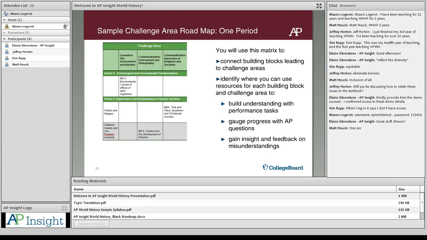And again, this is going to give you an idea of, okay, when can I teach these building blocks? And then also the other thing you want to focus on is when is the last building block for that challenge area getting taught? And when can I do that challenge area assessment? Because you can, of course, only do that once you've gone through all the building blocks.